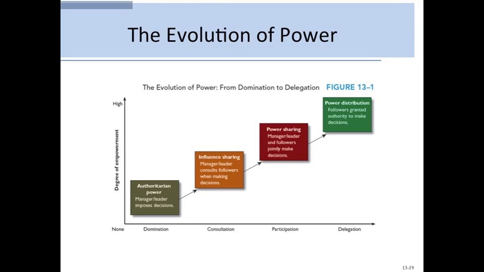That leads into an even more mature stage of power evolution, power sharing, where the manager or leader and followers jointly make decisions. That's a little different from consultation. Now you're actually part of the decision-making process. Your voice is going to be heard, and you're going to help make the decision. Right up to the last stage, which is power distribution. Let's say followers are in fact granted the authority to make decisions. No longer is the manager part of or overseeing the decision-making process. The manager is actually allowing you to make decisions on your own. And that's really the increase in the degree of empowerment.